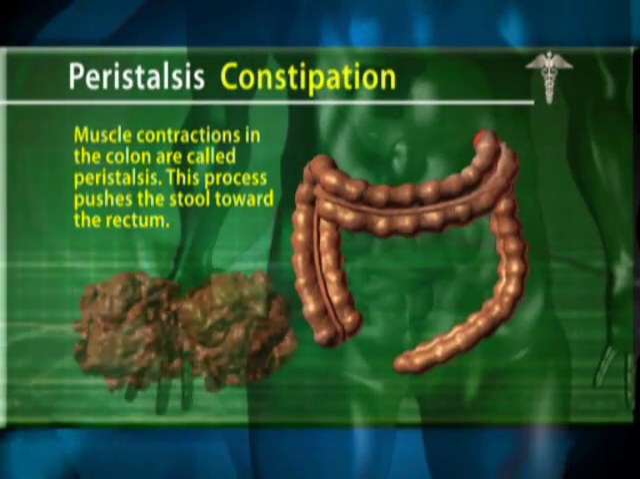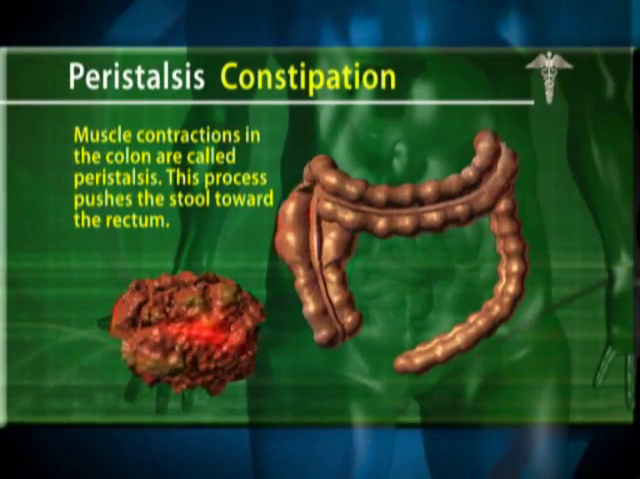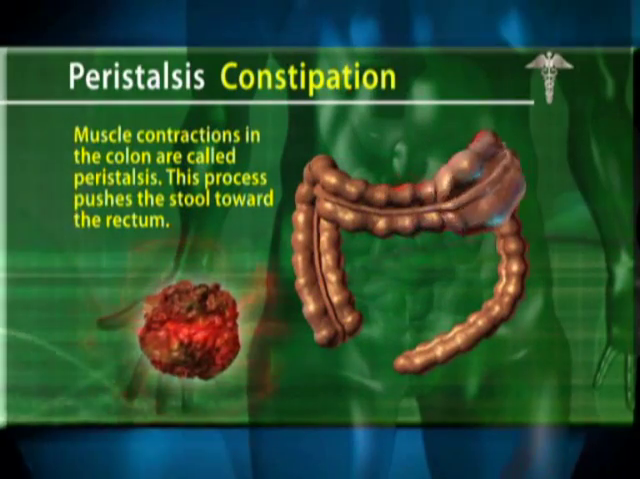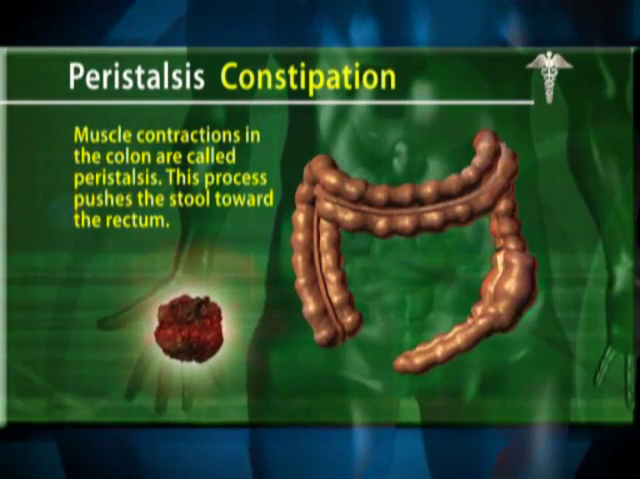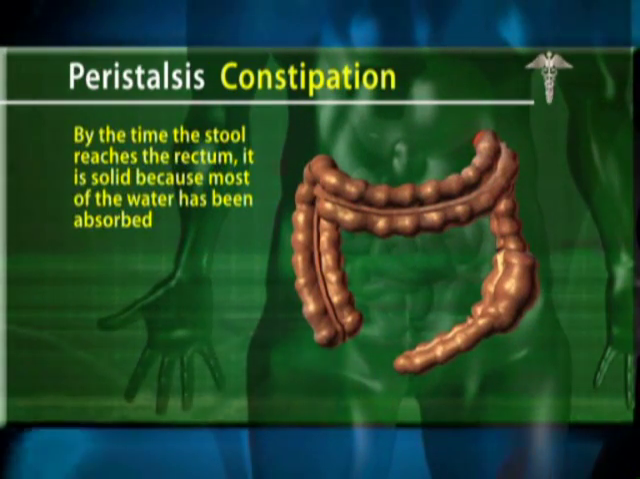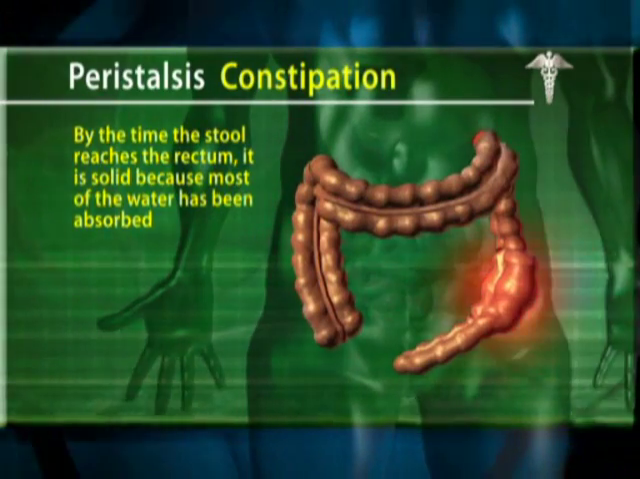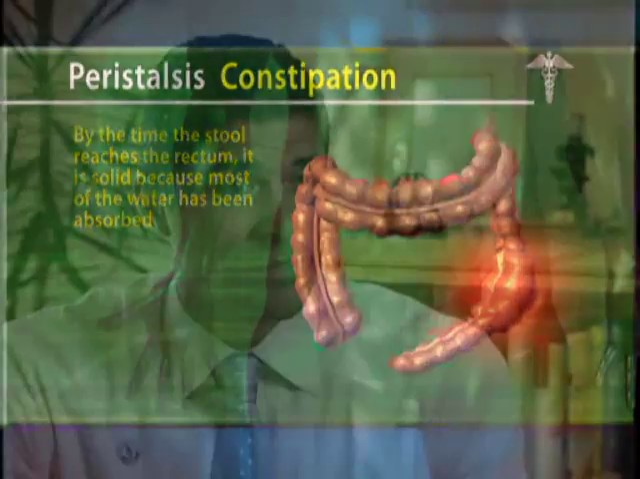Now, the colon absorbs water while forming waste products from digested food. Muscle contractions in the colon are called peristalsis. This process of peristalsis pushes the stool toward the rectum. By the time the stool reaches the rectum, it's solid because most of the water has been absorbed. However, hard, dry stools and constipation occur when too much water is absorbed by the colon from the stool, which can result from the muscles of the colon contracting too slowly.